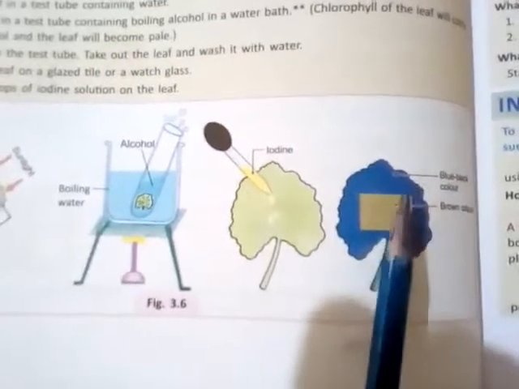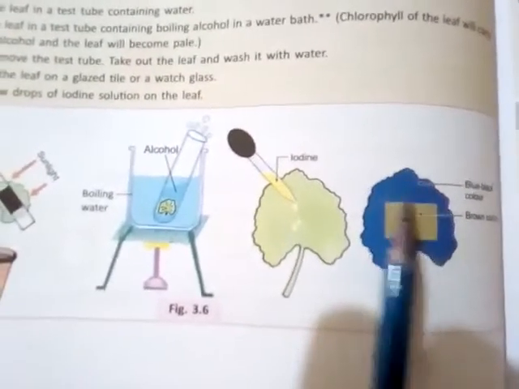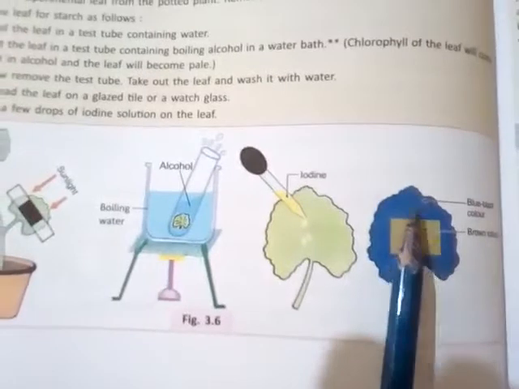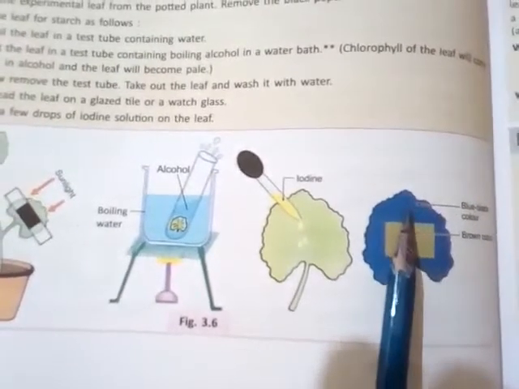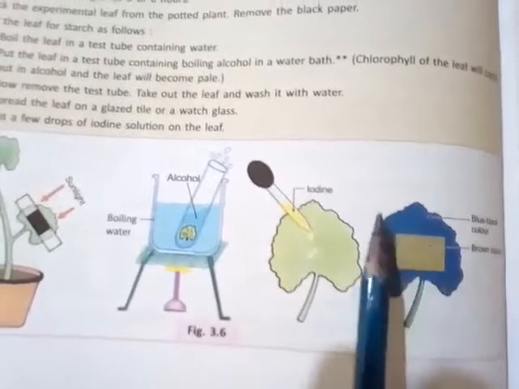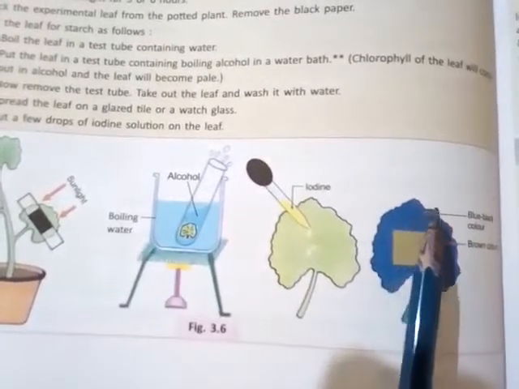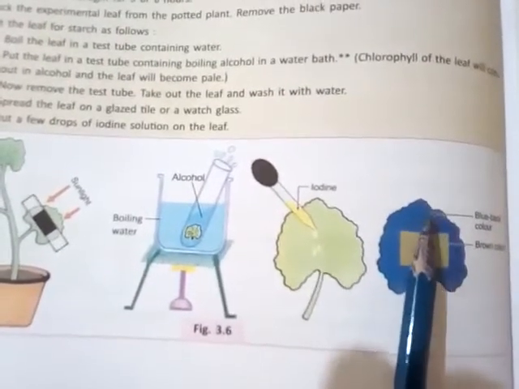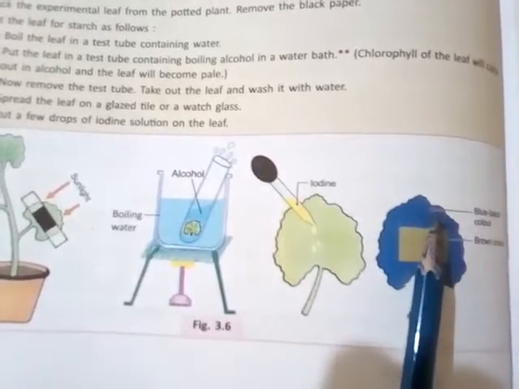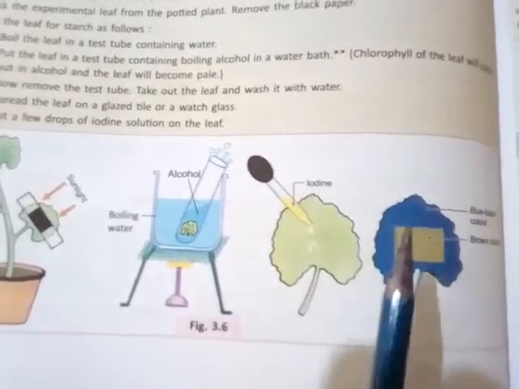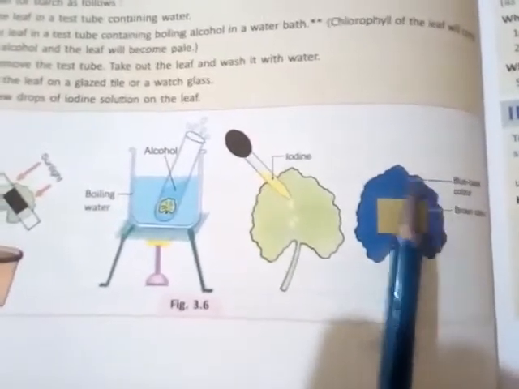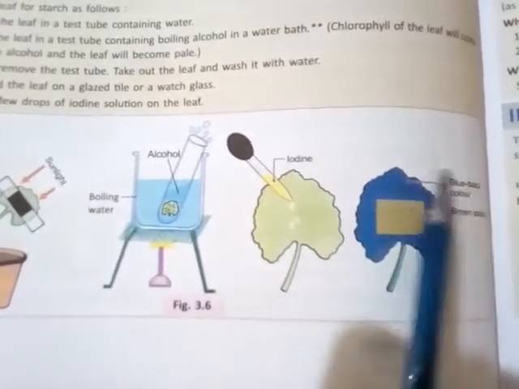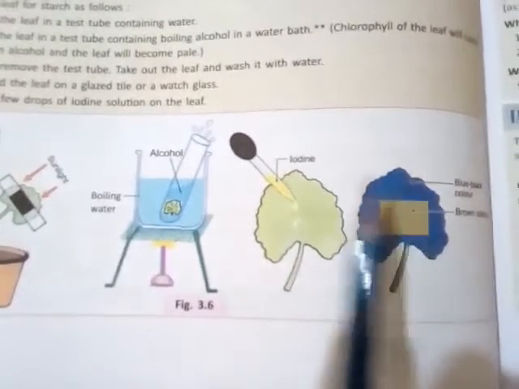What does this indicate? The blue color indicates that starch is formed by photosynthesis, meaning glucose is formed, because this part is open, sunlight came, chlorophyll is there, and carbon dioxide as well as water are involved, and starch is formed. Whenever starch is formed and we use the iodine solution, these portions give the blue-black color. That means photosynthesis occurred here.